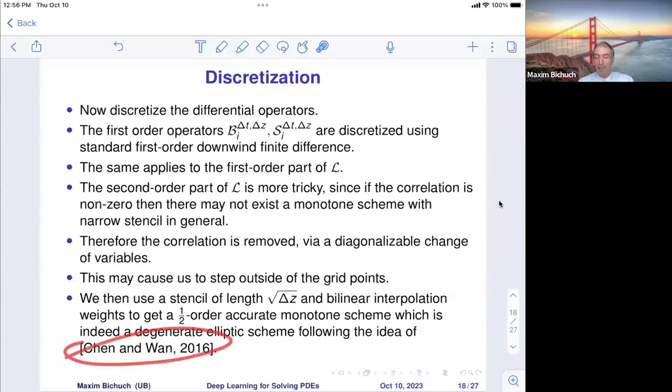And this was the idea of this paper by Chen and Wang. So that's one technical difficulty that needs to be overcome, and it is created in fact only if the correlation is non-zero. If the correlation is zero, there's no problem, and you can just keep using the classical discretization. In that case, and only in that case, you can show that the scheme will remain monotone. So if correlation is zero, you will not lose monotonicity if you do the classical discretization.